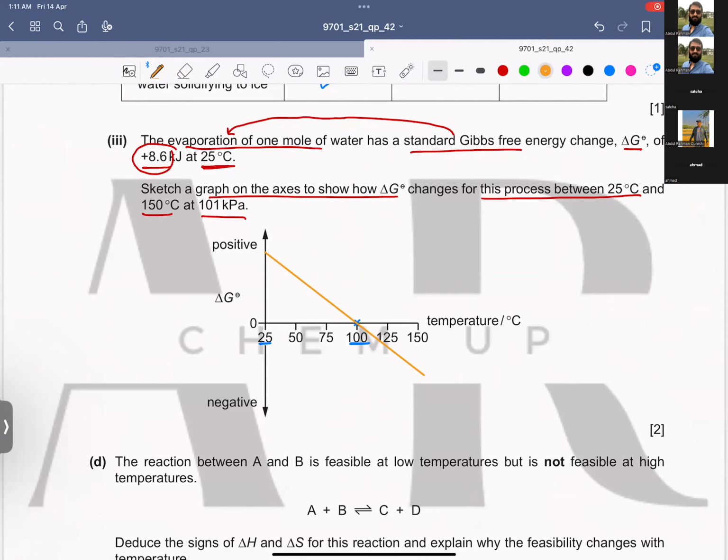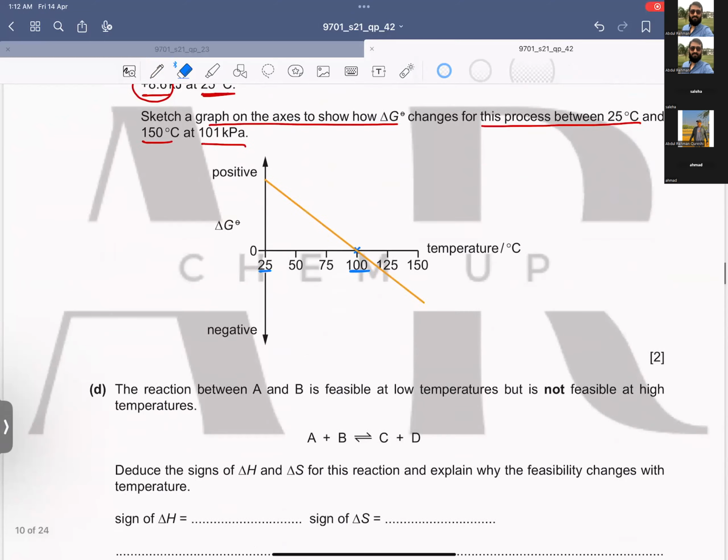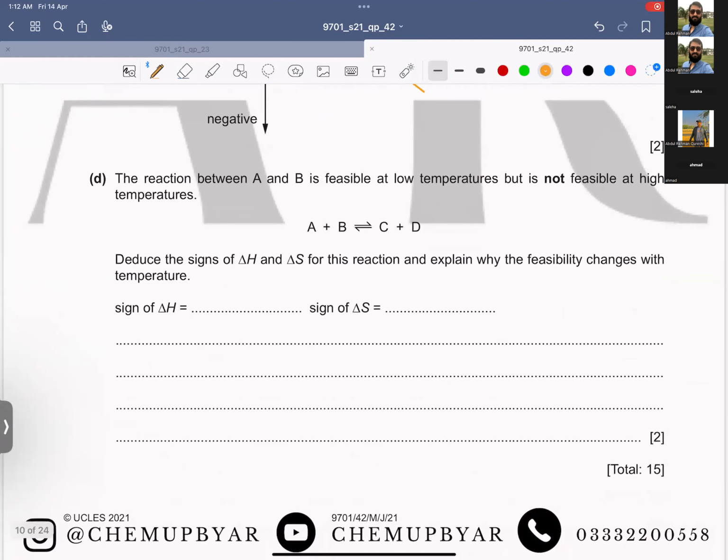So why do we make a straight line? Because the Gibbs free energy is gradually changing as the temperature changes. There is a direct relation. See, what is the expression? Delta G is equal to delta H minus T delta S, right? So it is a direct relation. Right. Okay. Now, next part.